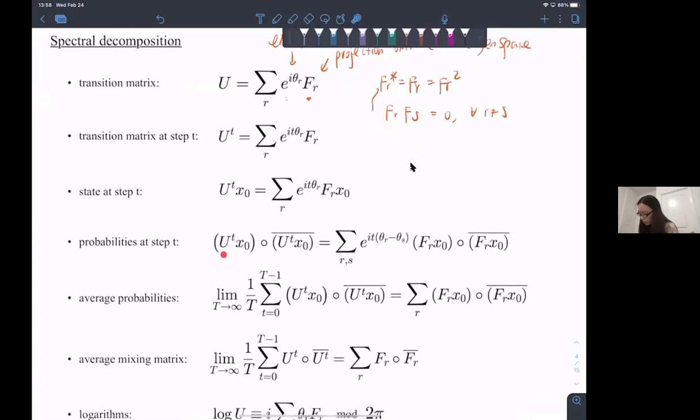Now, because U is a unitary matrix, this does not converge as t goes to infinity, because U kind of preserves the difference between two consecutive states. Okay? But we can take the average of that probability distribution over a period of time. And when t goes to infinity, this does converge to a limit. And that limit depends only on the eigenprojections.